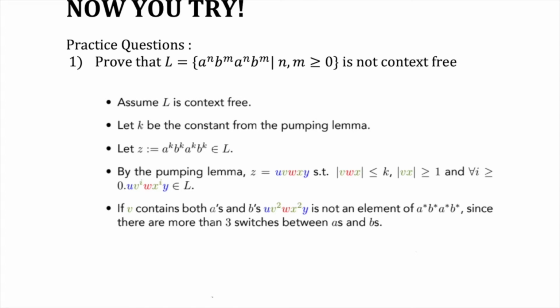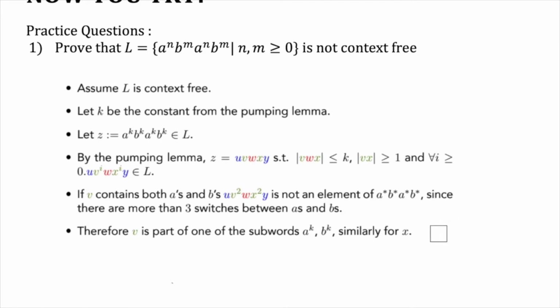What this means is, instead of having 4 sections with 2 blocks of A's and 2 blocks of B's, there will now be 3 blocks of A's and 3 blocks of B's. This breaks the form of the word, so pumping this decomposition any number of times would always give you more than 3 switches between A's and B's. To preserve this form of 2 blocks of A's and 2 blocks of B's sandwiched between each other, v would have to be composed of only A's or only B's, and the same applies for x.